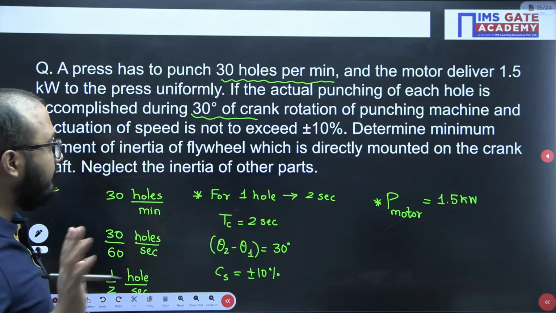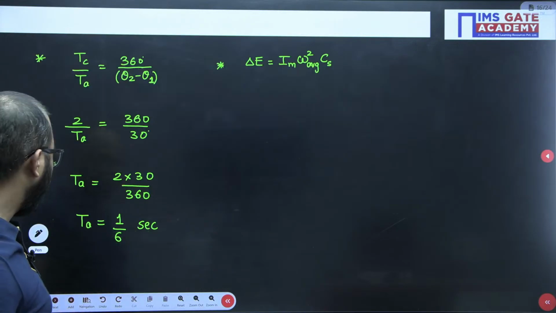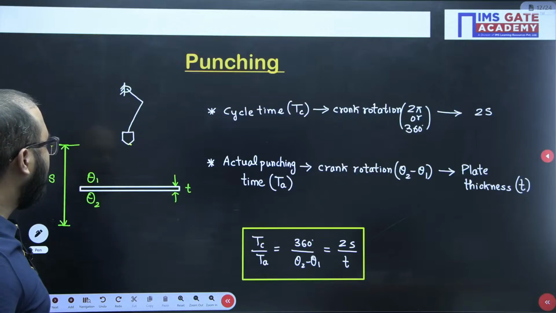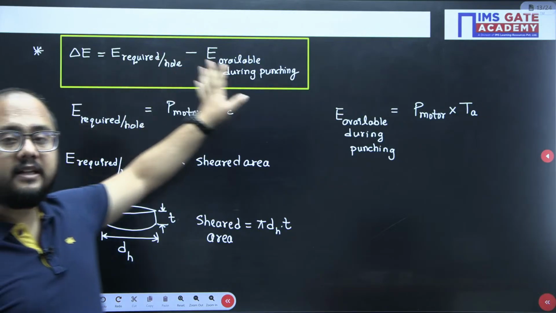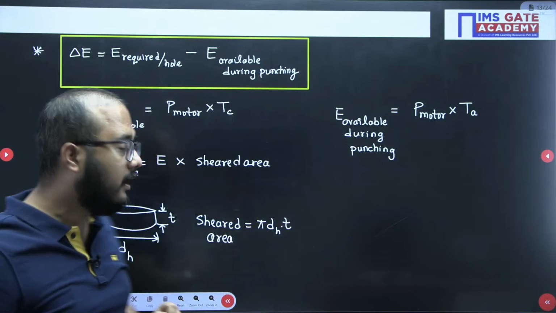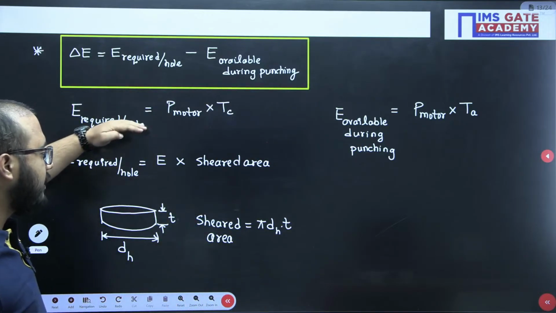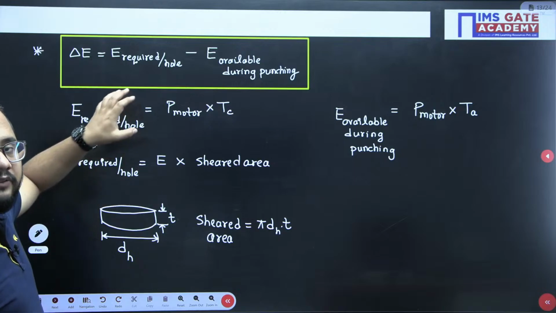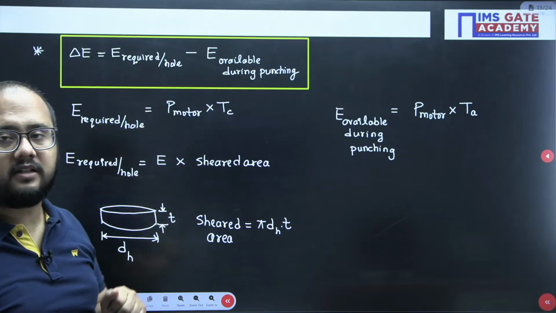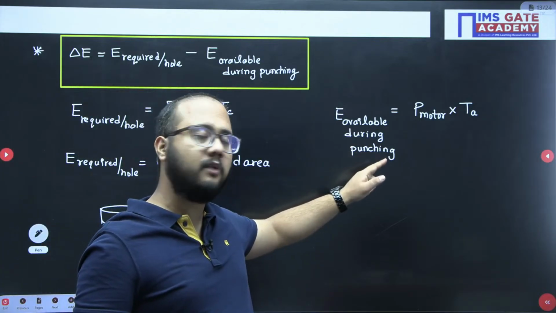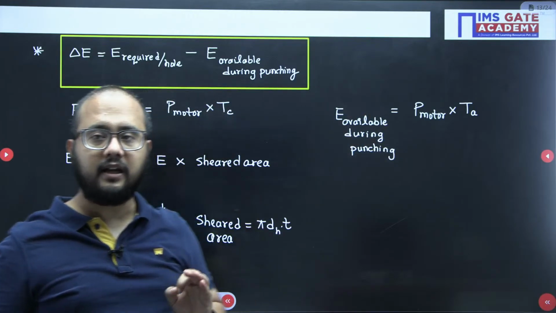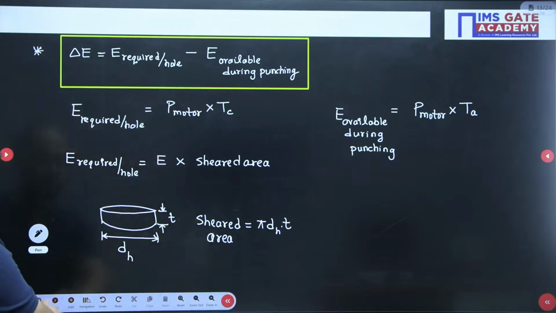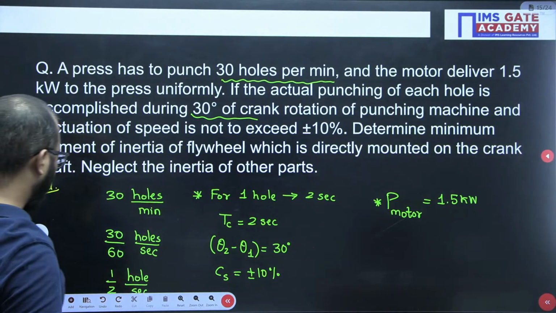Now please understand, very important point, delta E. Just now we have discussed the approach of how to calculate delta E. See, energy required per hole minus energy available during punching. This is the formula. For energy required per hole, either I can use this relation or this relation. Obviously I will use this relation because power of motor is given. Again, energy available during punching is power of motor multiplied by actual punching time. All the values we are having. Power of motor is given and actual time we have already calculated.